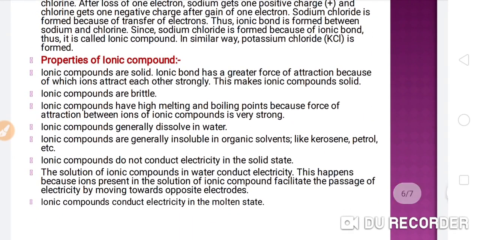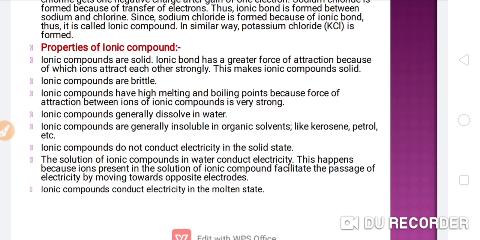Now, in the last, properties of the ionic compound. What are the important properties of the ionic compound after its formation? So let's see, students, one by one. Ionic compounds are solid. Number one, the ionic bond has a greater force of attraction because of which ions attract each other strongly. This makes the ionic compound solid. Now second point, ionic compounds are brittle in nature, meaning they can break into slices. So this is brittle in nature.